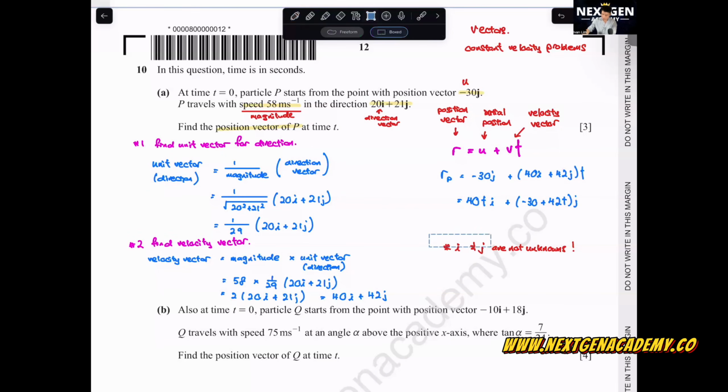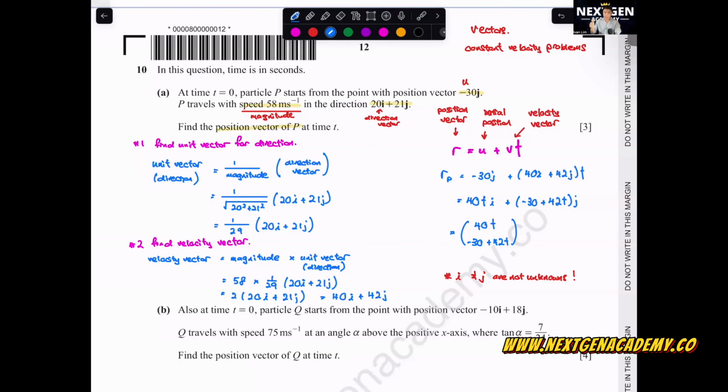Okay, if you want to write it like that, let me just write it for you. We can write it as 40t over negative 30 plus 42t, like that. This is called a column vector form. The column vector form, to be honest, will be easier for you to solve, because I don't like to write so many letters. If you write in the other form, you have to write the i and j, which later is very confusing.